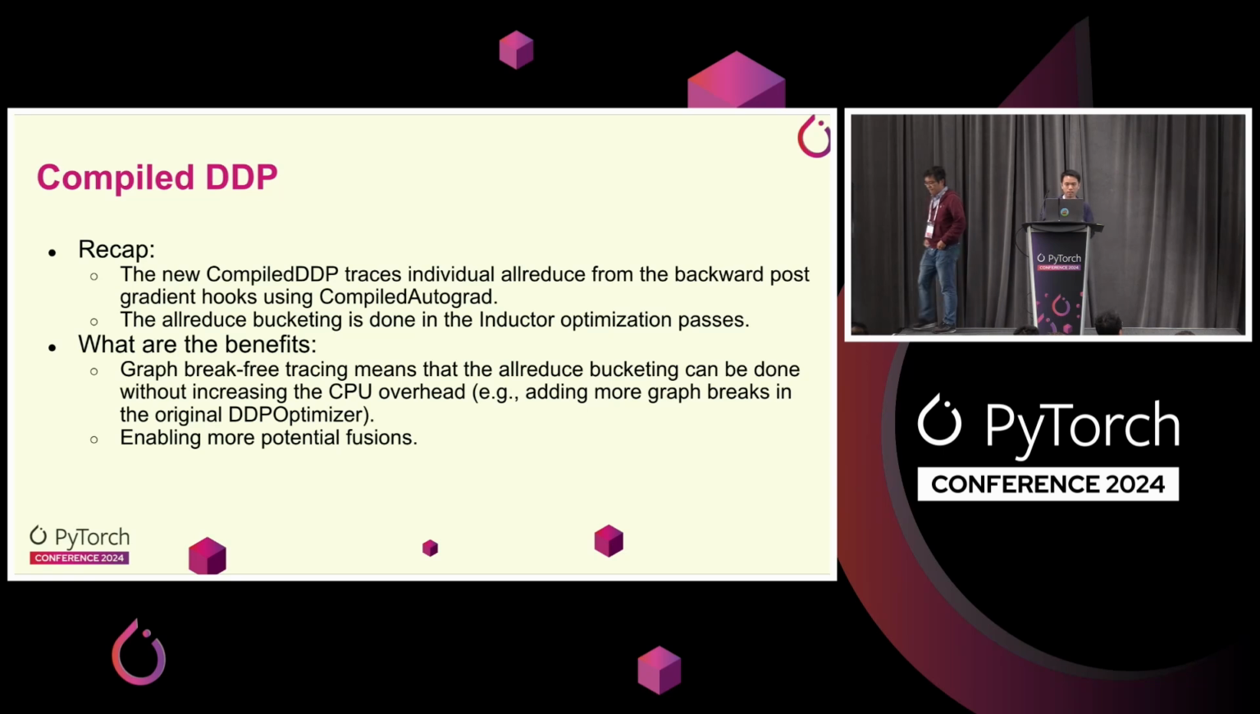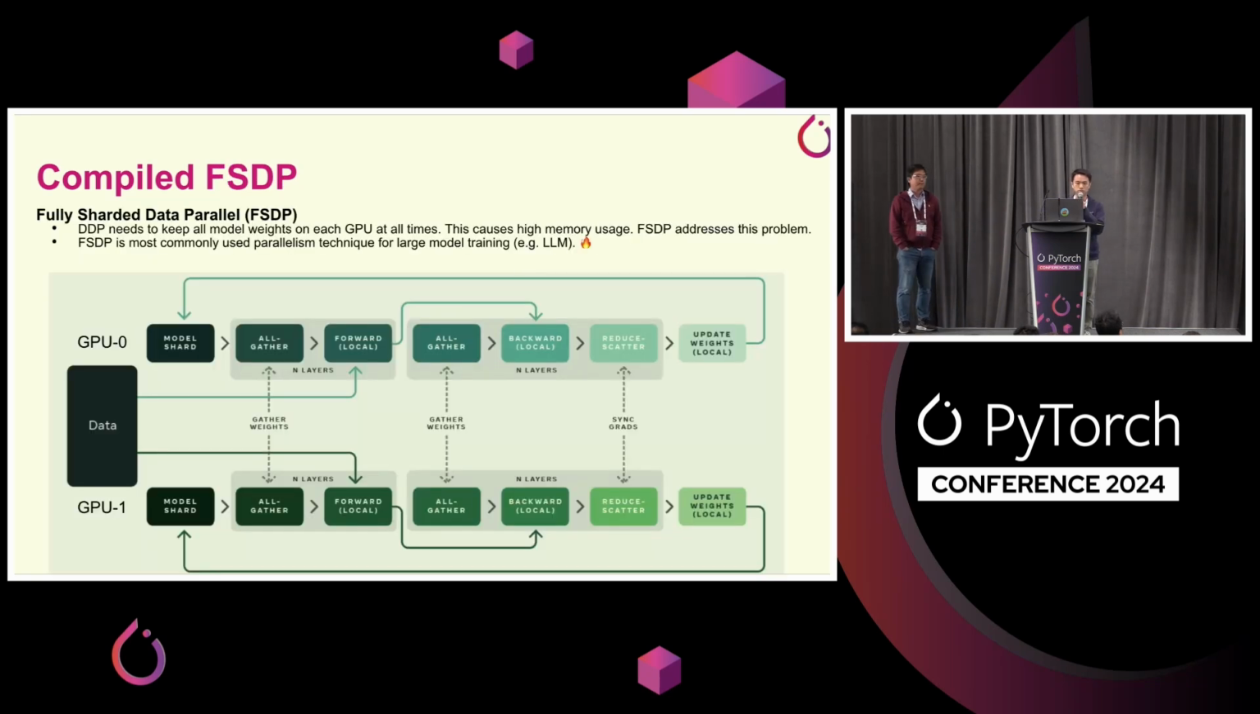Thank you, Chien-Chin. So next, I'm going to talk about Compiled FSDP. I think it's worth talking about what FSDP is. As you already know, DDP needs to keep all the model weights on each GPU at all times. The problem of DDP is that it can cause high memory usage if your model is very big. So FSDP was created to address this problem. I have a flow chart here.